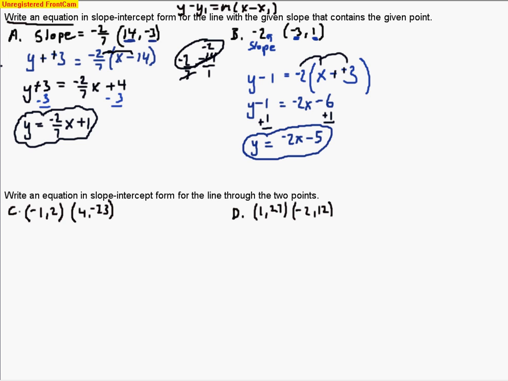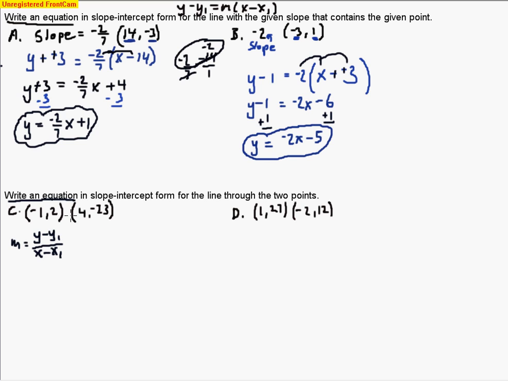Well, here's another problem to try. This time we're going to use the same formula. Again, it says write an equation, so we're using that point slope formula. The problem is we don't have the slope, so we need another formula. That formula goes this way: it's the difference of the y values over the difference of the x values. That will give us our slope.